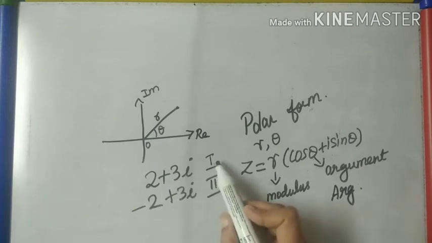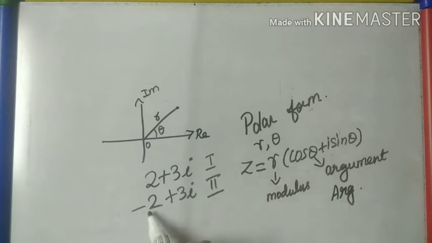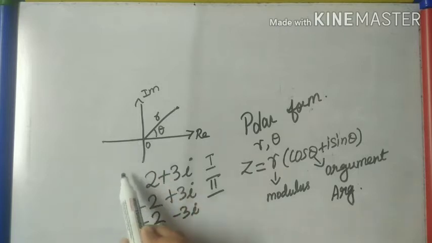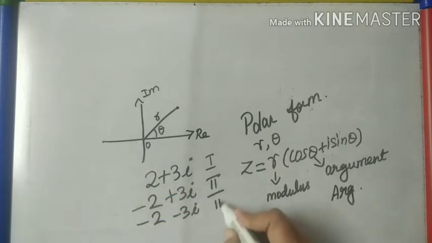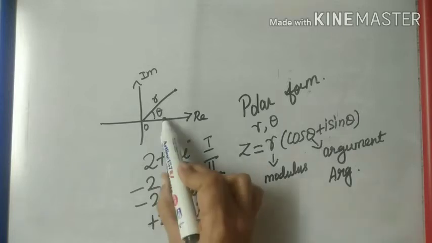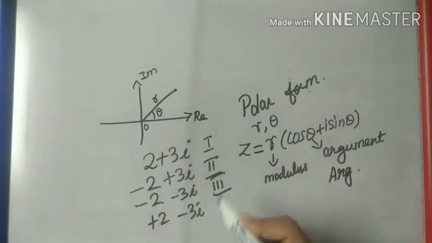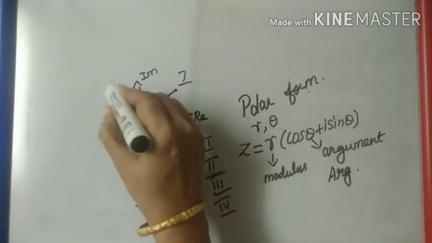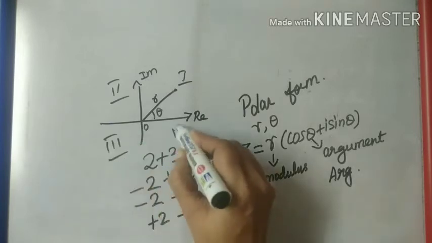We are in the first quadrant. Real negative, imaginary positive, I am in the second quadrant. Supposing both are negative, minus 2, minus 3, I am in the third quadrant. Suppose plus 2 minus 3i. Now plus 2 minus 3i, I will be in the fourth quadrant. So calling this 1, 2, 3, 4.